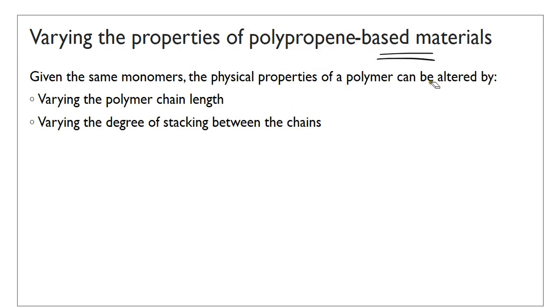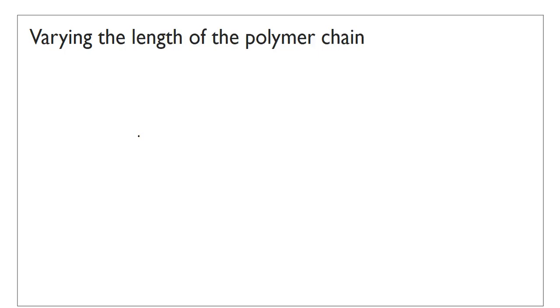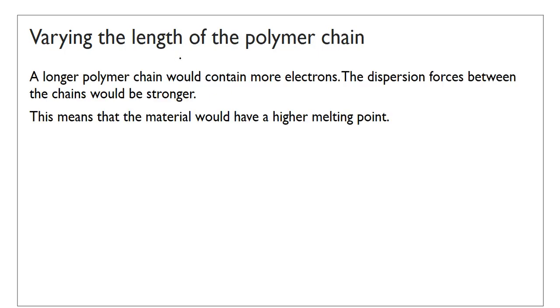Given the same monomers, the physical properties of a polymer can be altered by generally 2 things. If you don't want to change the nature of the polymers, you can either vary the length of the chain, or you can vary the degree of stacking between the chains. Let's talk about the first one, varying the length of the polymer chain. A longer polymer chain would contain more electrons, and the dispersion forces between the chains would be stronger. This means that the material would have a higher melting point.